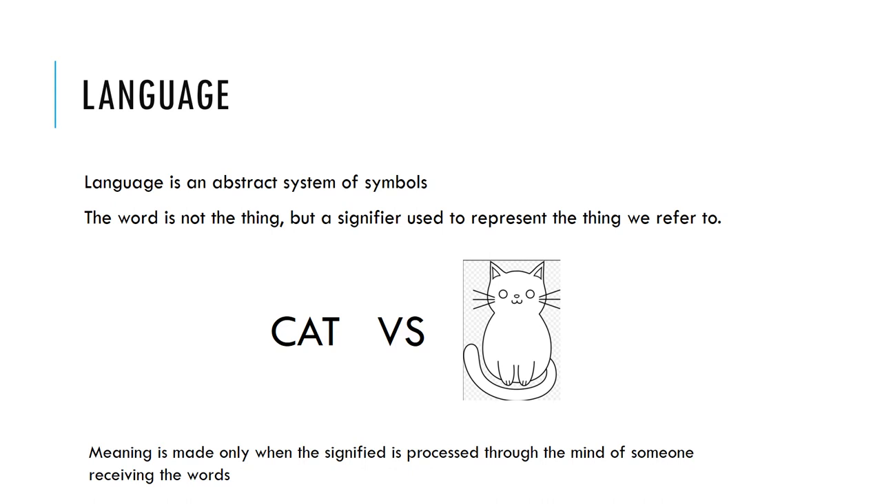Take a look at the slide of the word cat, and then the picture of the cat, and then a real cat. So even the word cat and the picture of the cat is not the thing, but a signifier used to represent the thing. Meaning is made only when the signified is processed through the mind of someone receiving the words. And we will all have slightly different life experiences that will inform how we view language.